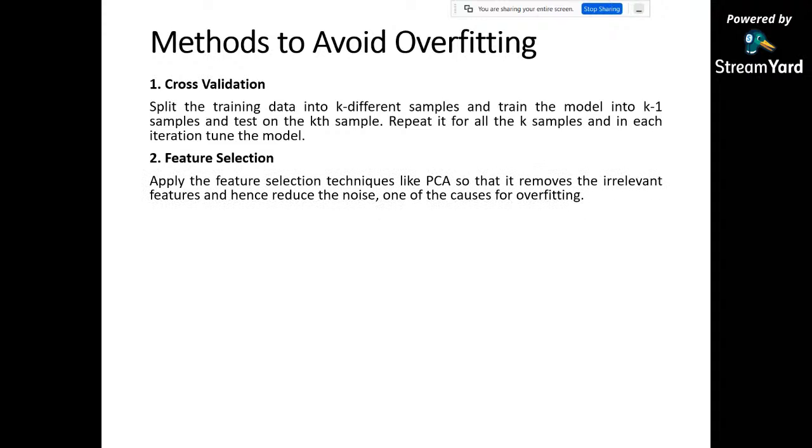Another technique is feature selection. Apply feature selection techniques like PCA so that it removes the irrelevant features and hence reduces the noise, one of the causes of overfitting.